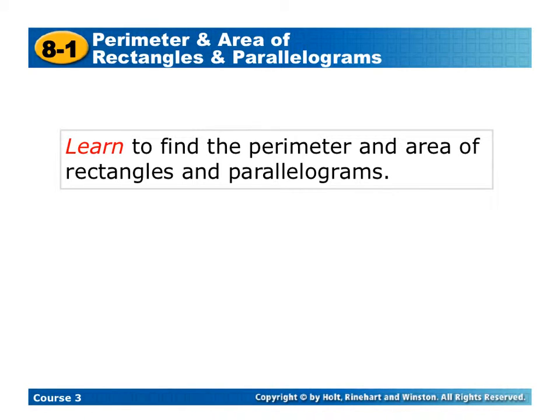So today we're going to be looking at finding the perimeter and area of rectangles and parallelograms. For a lot of you this might be review, and that's okay. We just want to make sure that we touch base on all this so as we go forward you're familiar with it.